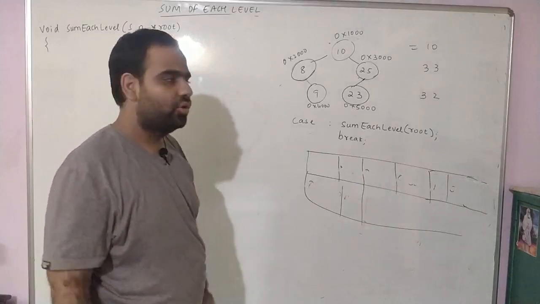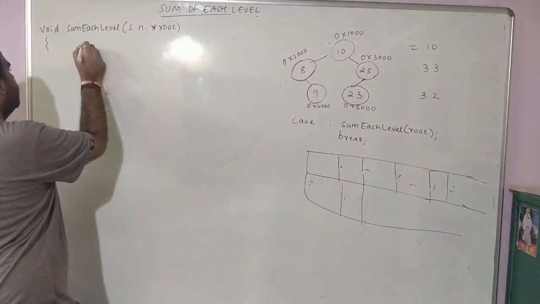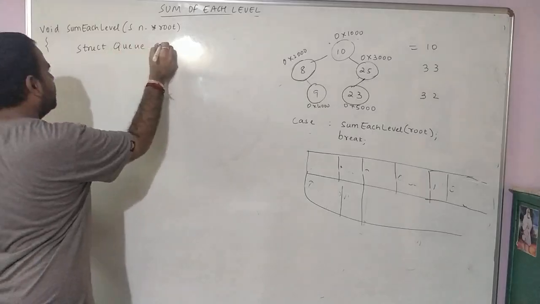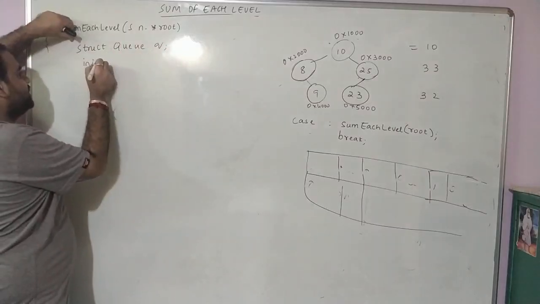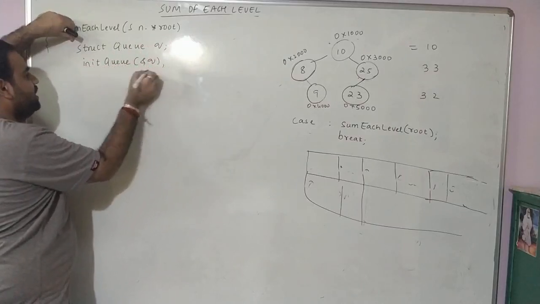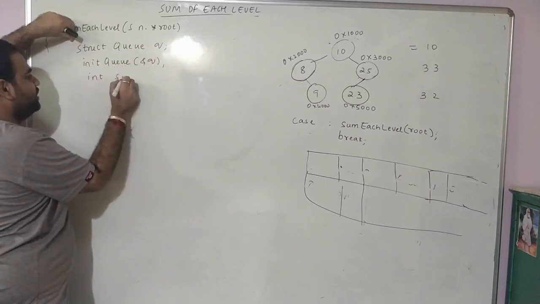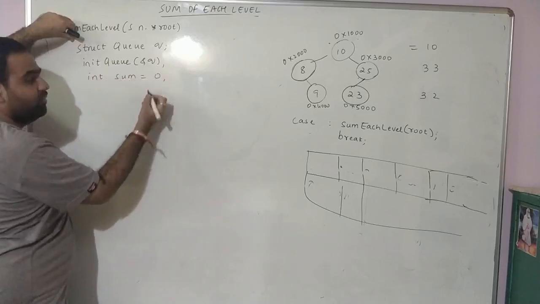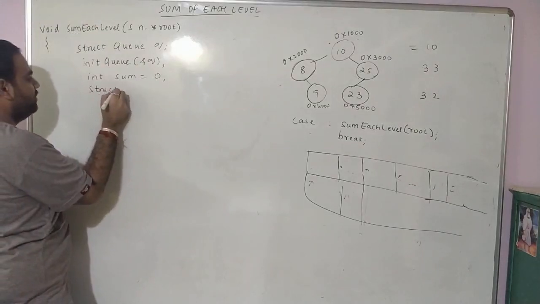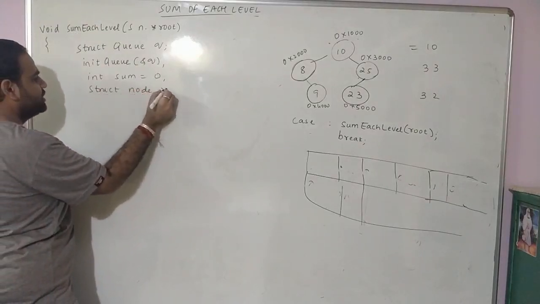Let us write the code for this. What do we need? We need the q. Therefore, I say struct q. Now this q has to be initialized. Therefore, we write init q of ampersand q. And we need a variable sum. Therefore, we say int sum is equal to 0. And we will dequeue an item from the queue. Therefore, let me write struct node star u.